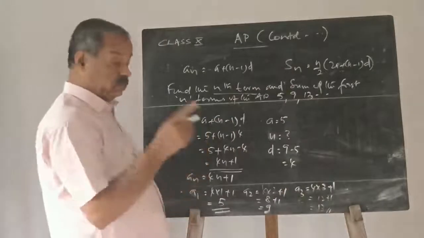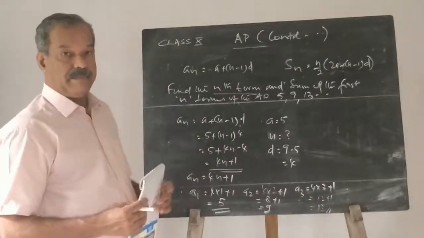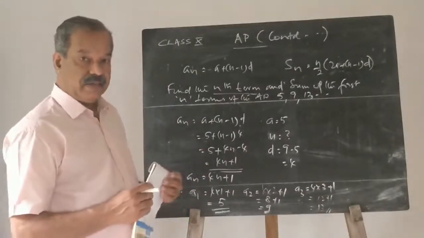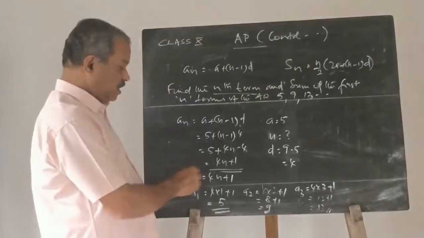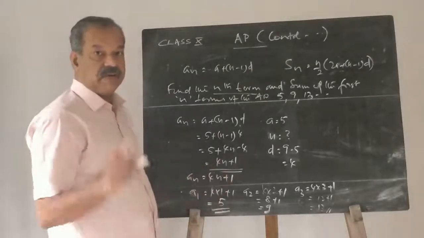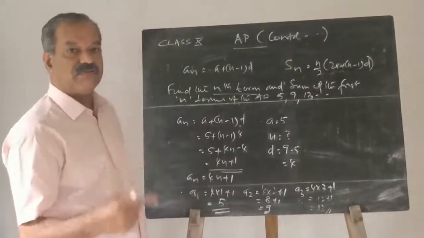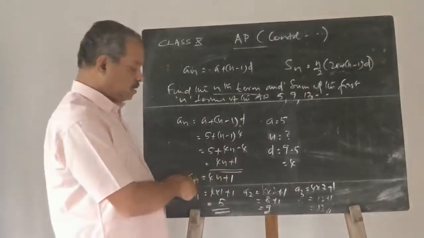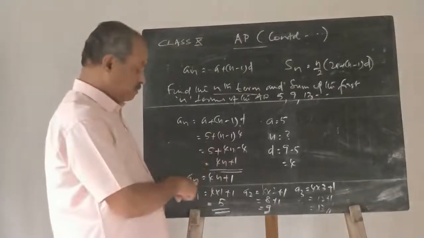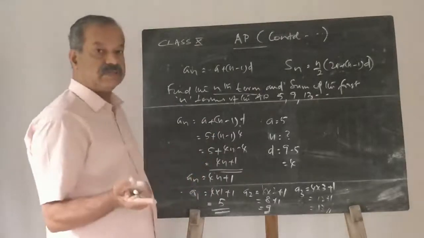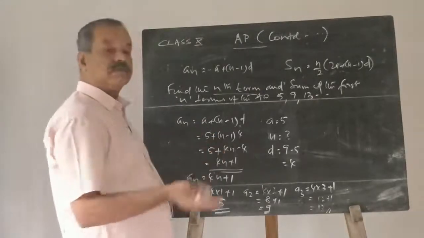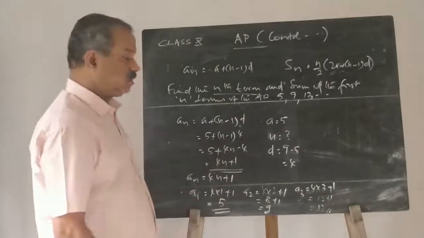So, we can form an AP, or we can write the AP, when its nth term is given, by replacing n by 1, 2, 3, 4, 5, 6, etc. When we replace n by 1, we get the first term. When we replace n by 2, we get the second term. By 3, the third term. By 4, the fourth term, and so on.